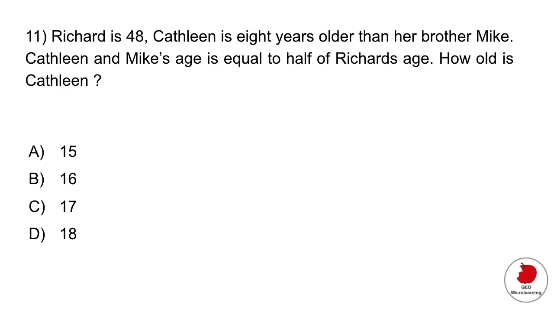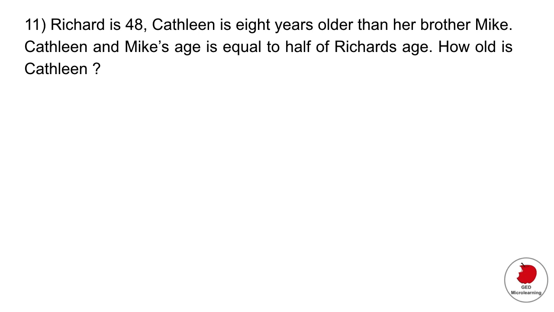All right, question 11. It says that Richard is 48. Kathleen is 8 years older than her brother Mike. Kathleen and Mike's ages added together are equal to half of Richard's age. How old is Kathleen? This is a bit of a puzzle, so you have to take it step by step. They're telling us that Richard is 48.